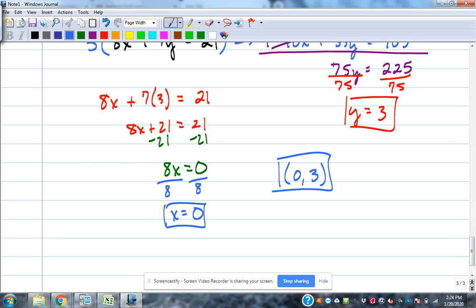Again, with these systems of equations, you can take your answers and plug them into the original problems for x and y, and they should work in both of them. Okay? Questions? Pretty easy day today.